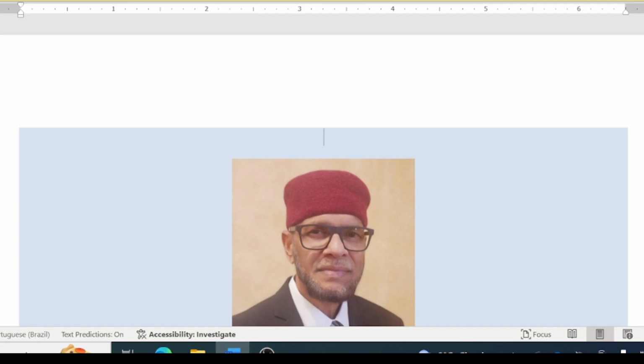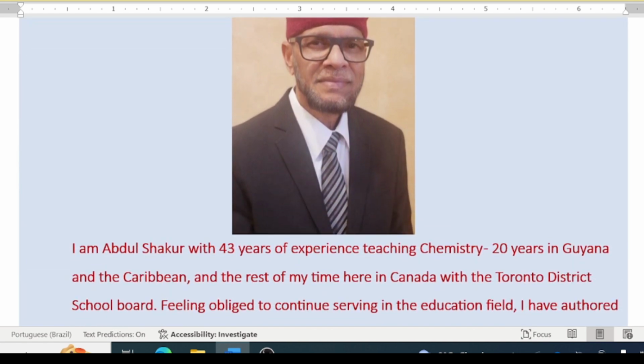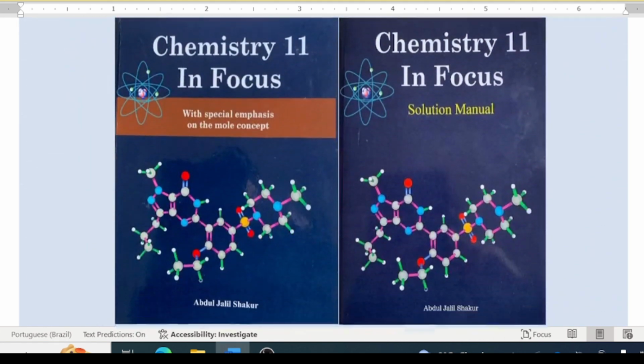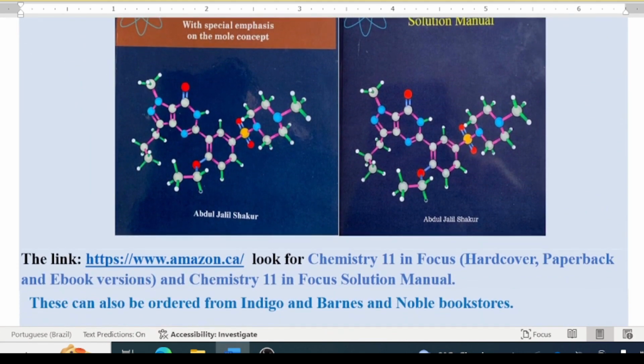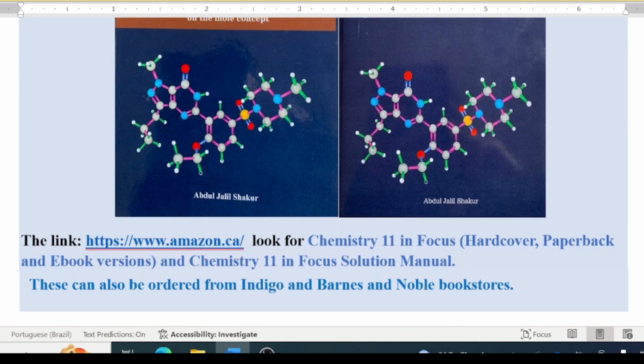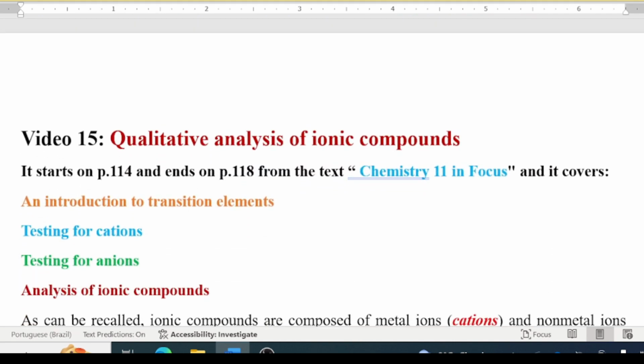Authored by a veteran chemistry teacher, Abdul Shakur, these two textbooks provide all the essentials that would not only enable students to master grade 11 chemistry, but to excel at the next higher level in this subject. What makes these texts unique are their creativity and profundity with which concepts are explained for clarity and mastery. The following is one of a set of 44 different tutorials created by the author, using materials primarily from the text Chemistry 11 in Focus.